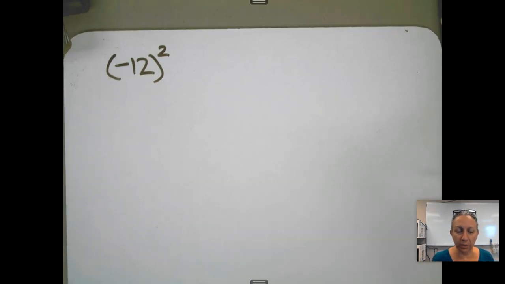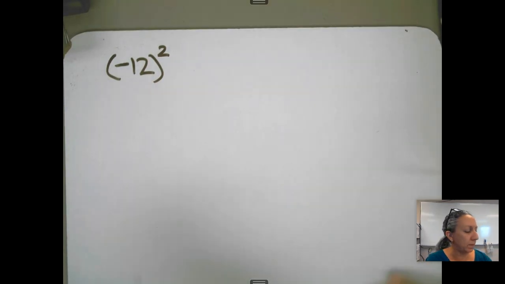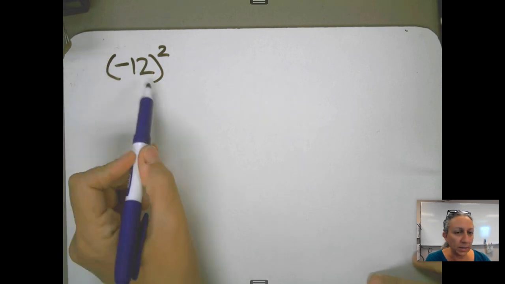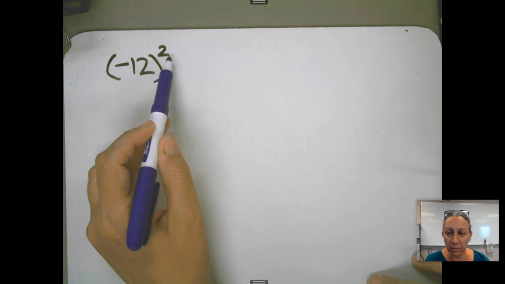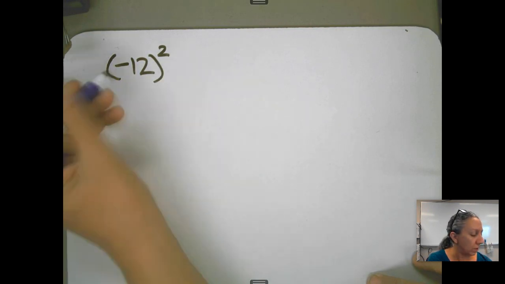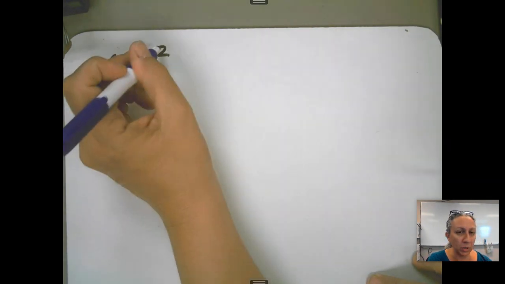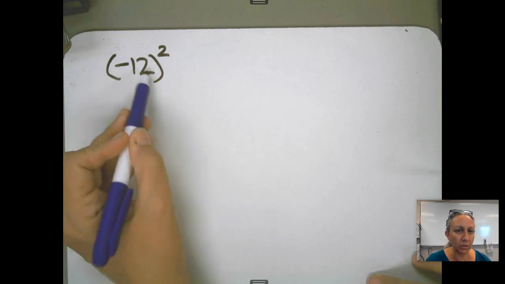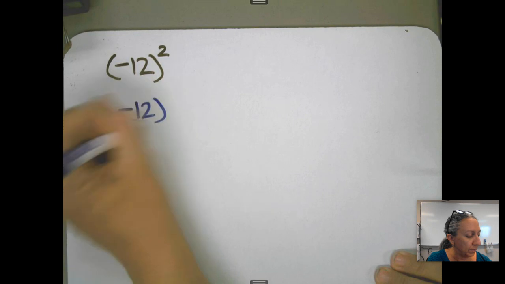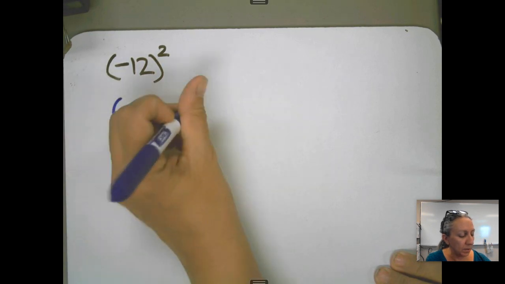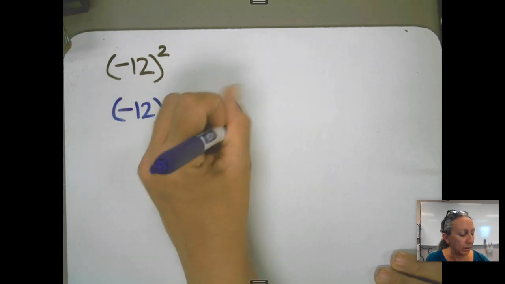Okay, we are going to work on a few more problems from the September assessment. This next one is negative 12 in parentheses to the second power, or negative 12 squared. So this little 2 here means you're going to multiply everything it's attached to 2 times. So this is negative 12 times negative 12.